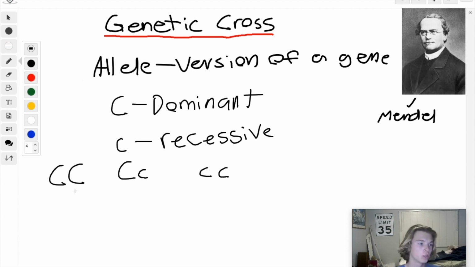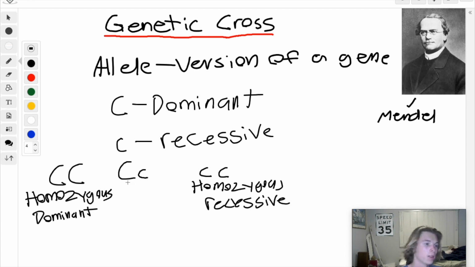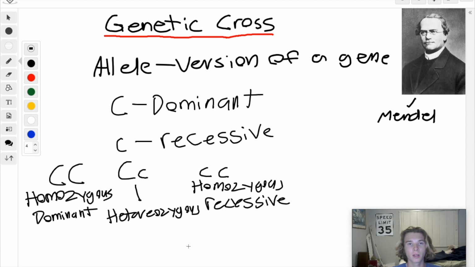So when you have two capital letters, it's called homozygous dominant. The root homo just means same, and it's dominant because it carries two dominant alleles. Similarly, two little c's is also homozygous, because it's the same. That's homozygous recessive because it carries two recessive alleles. And that leads us to big C, little c. This is what we call heterozygous. When you're writing heterozygous, you don't need to write heterozygous dominant and heterozygous recessive, because it has both. It has one dominant allele and one recessive allele.